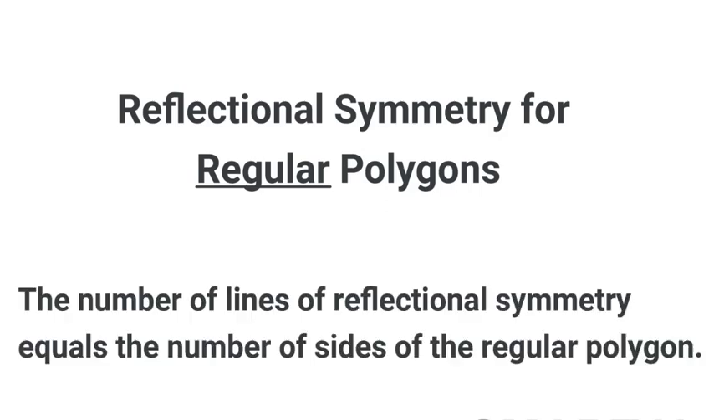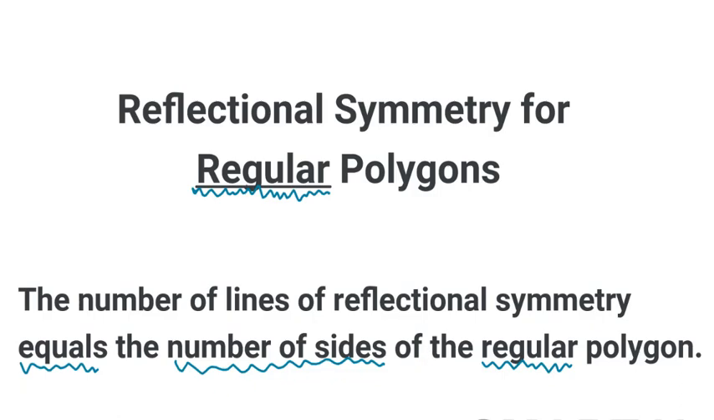So just to recap, remember the number of lines of reflectional symmetry equals the number of sides of the regular polygon. So some important things to realize. Regular, first of all, this means all congruent sides, all congruent angles. What this is saying is that the number of times that we're going to have reflectional symmetry is equal to the number of sides for that regular polygon. Okay, but again guys, it has to be regular. If it's not a regular figure, this is not going to be true.